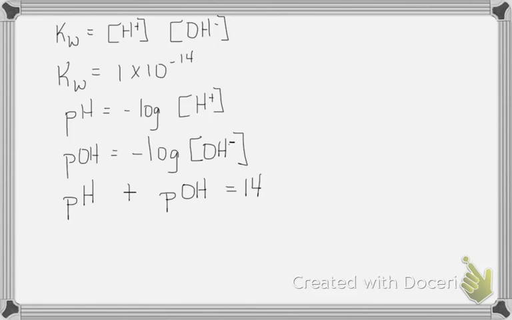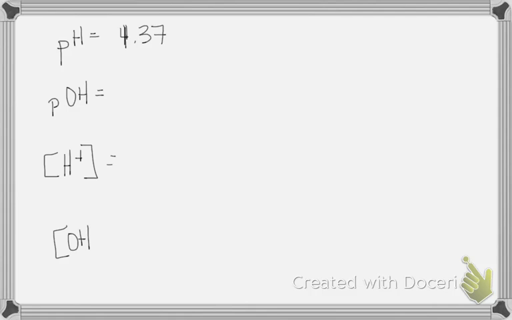What if I told you that the pH of a solution is 4.37? A solution has a pH of 4.37. From that, I want you to tell me what the pOH is, what the concentration of the hydrogen ion is, and what the hydroxide ion concentration is.